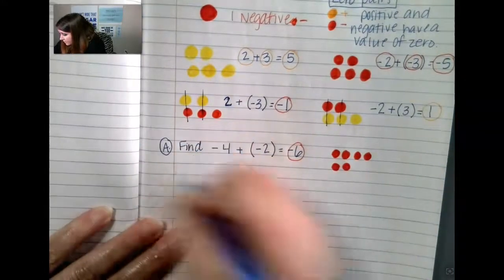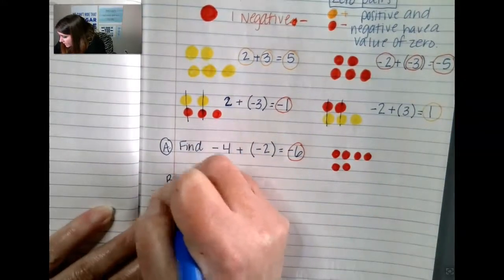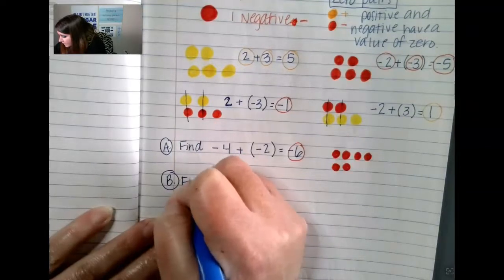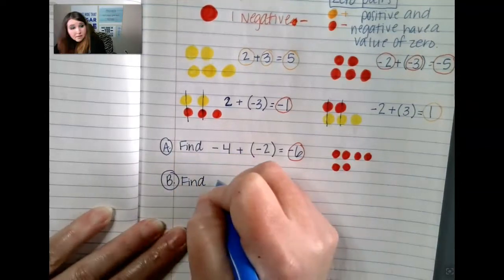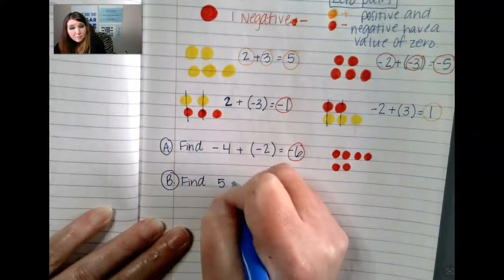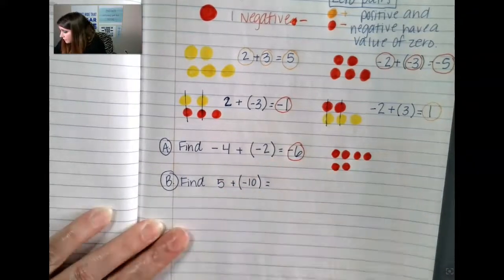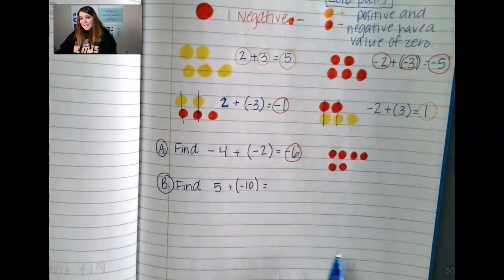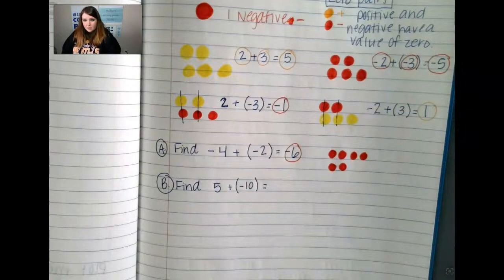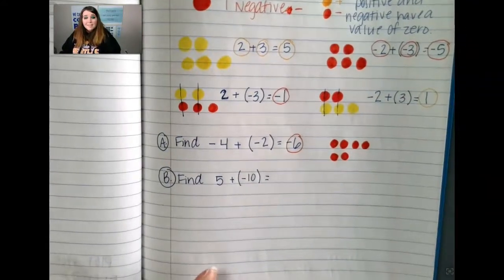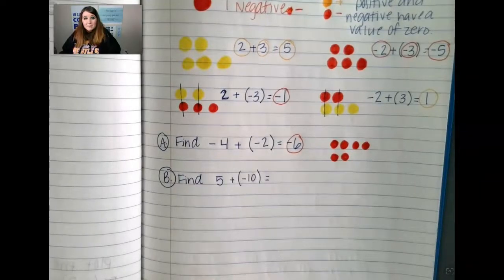All right, so B, it says find 5 plus a -10. All right, 5 plus -10. So we're going to solve this. Hit pause right now so that you can play with your integer chips, and then when you are ready, go ahead and hit play.